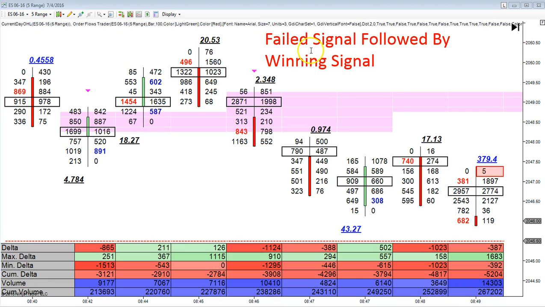So again, failed signal followed by a winning signal. Here it's telling you to get short. Okay, it didn't work out. Buying came back in this next bar, went a little bit higher. Then you get another signal here, right around that same area. So maybe there's an order being executed. Some strong selling, it stopped for whatever reason. Maybe the first tranche got done. Now you're seeing the second tranche come in.